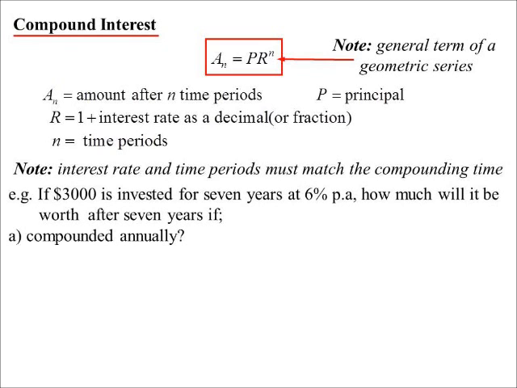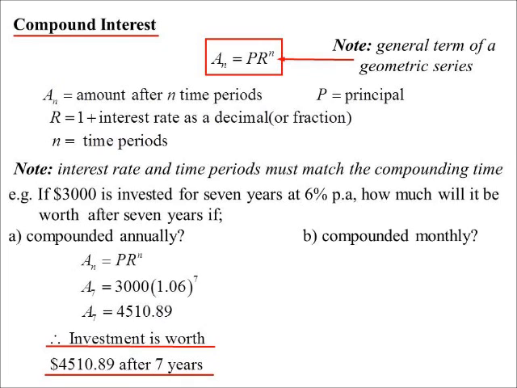Same question, but this time we're using compound interest. First time, let's assume it's compounded annually. So it's just a matter of subbing into our formula, and we see $4,510.89, which is more than the simple interest, because now we're getting interest on the interest. But if we compound more frequently, so let's say monthly, then we should expect it to grow again.